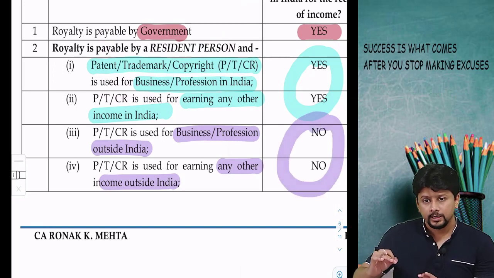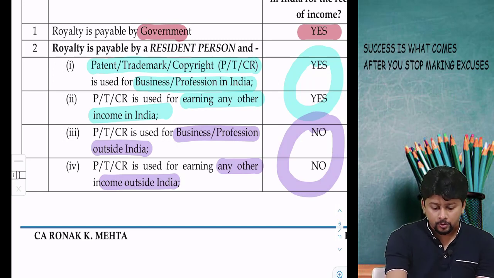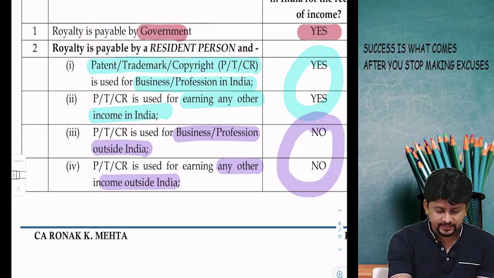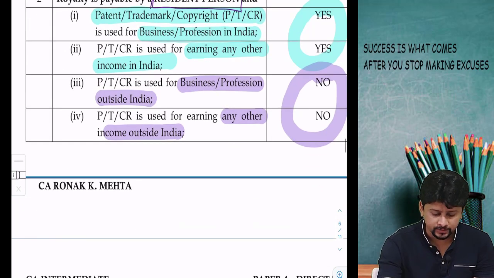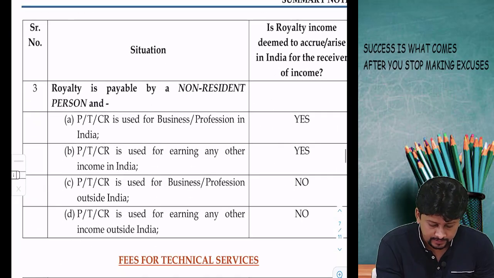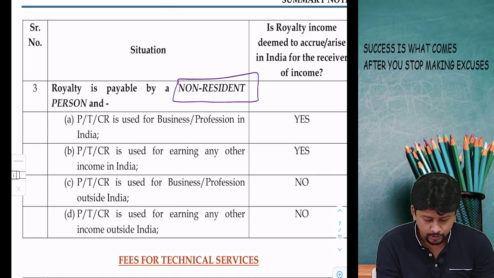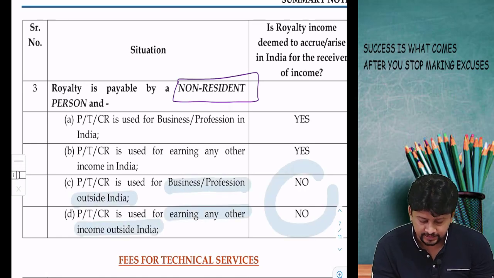Now when you observe something, who is the payer? So the payer is a resident person. And when you carefully observe, if the payer is a non-resident person, the provision is still the same. Used for business or profession outside India, any other income outside India, section 9 will not apply.